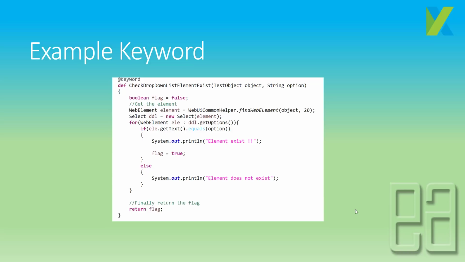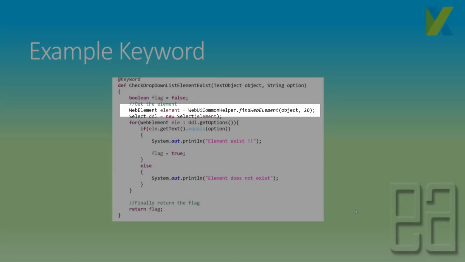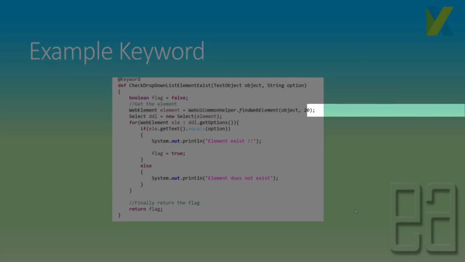So basically what I'm doing is creating a method in Katalon Studio, something like check drop-down list element exists, and then I'm passing in the object and the option which I'm going to verify. I'm going to use the web UI common helper which is available within Katalon Studio, and then I'm using the find web element method, which is more like the Selenium findElementBy method, and passing in the object there.